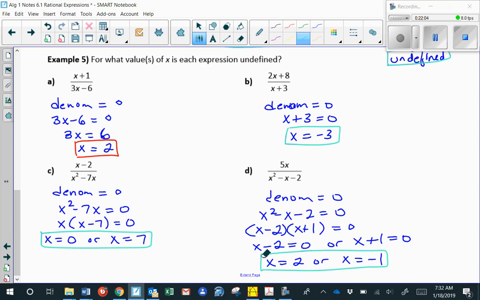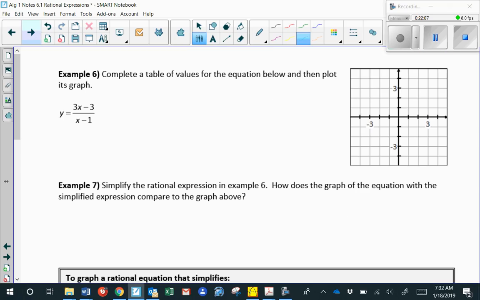One last thing that we're going to do is to complete a table of values for this equation and then plot its graph.